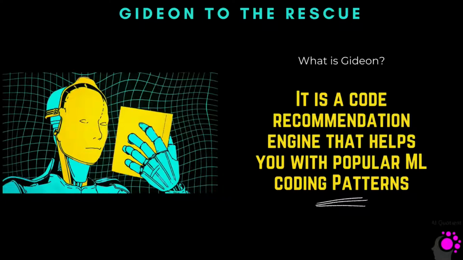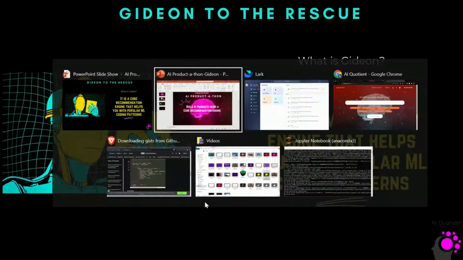Let us see Gideon in action so that you get a sense of what exactly Gideon can and cannot do. Let us say we want to build an image detection engine. We want to upload an image and you want the objects in the image to be identified and the output returned to you. Now let us see how that can be done using Gideon.